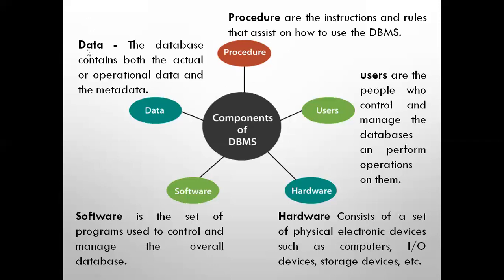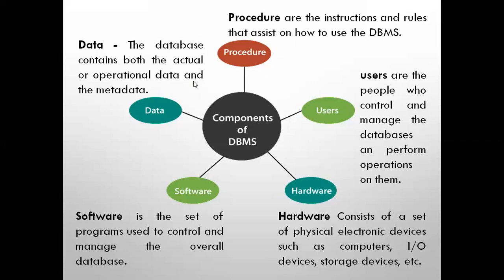Next is the data. Data are the basic facts or values, as we have already learned. It can be numbers, characters, pictures, etc. The main task of DBMS is to process data. Here, the databases are refined, constructed, and then data is stored, retrieved, and updated to and from the databases. It contains both the actual data and the metadata. Metadata means description about your data.